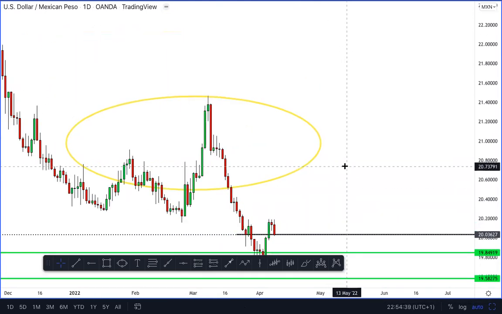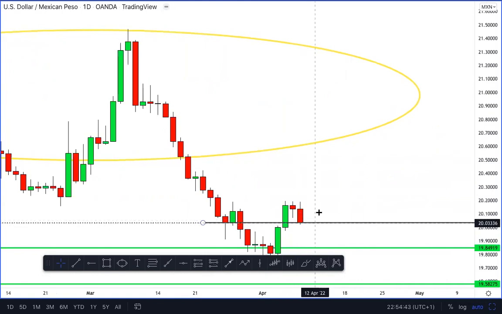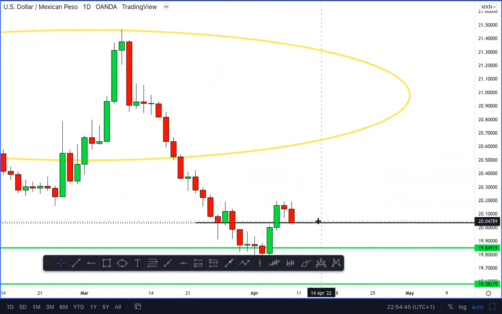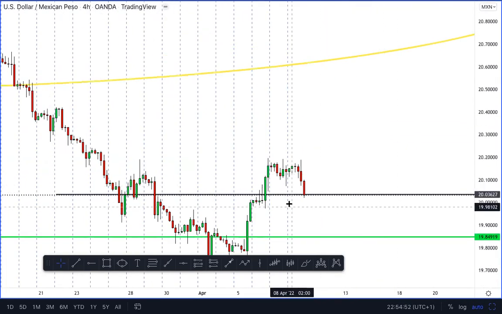Right here. There we go. So you want to see how it behaves around here. You want to see if it starts to tether off here. If it starts to tether and creates maybe a 4-hour bullish candle, you could be looking at a possible entry. If not, it's going to break this zone.